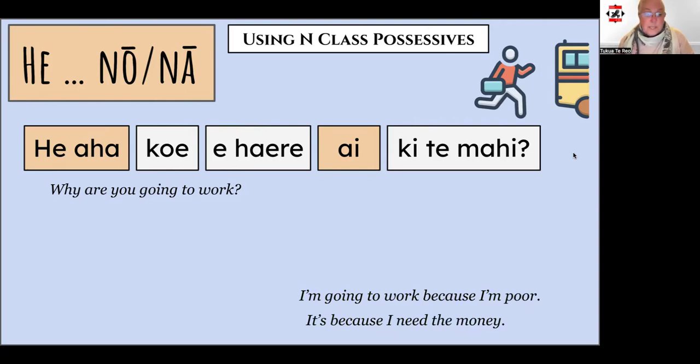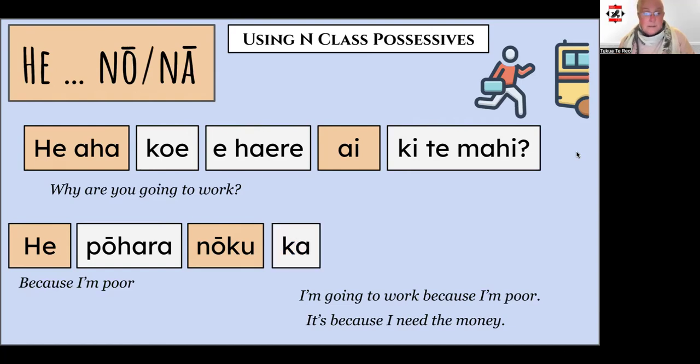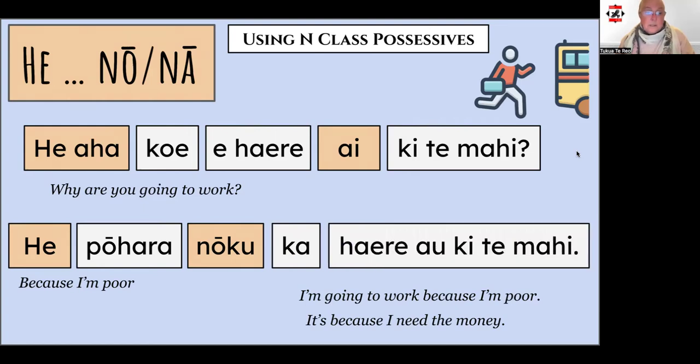We'll start the answer with he this time, which is followed by the pūtake, or the cause. The word for pohara is poor, so there it is. And then we're going to have our possessive pronoun, which is nōku, because the pūtake, the cause, relates to me. He pohara nōku because I'm poor. To add in the rest of the sentence, we will use ka. Ka haere au ki te mahi. He pohara nōku ka haere au ki te mahi.